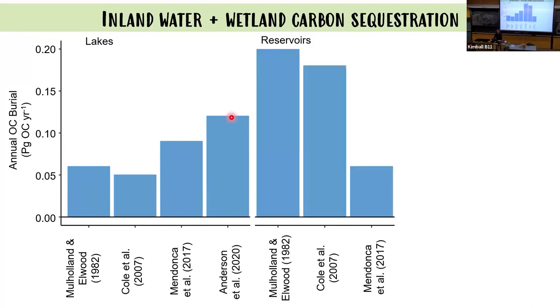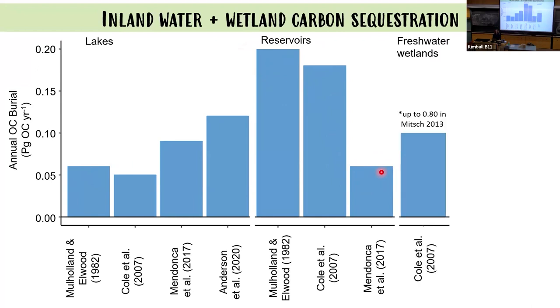For reservoirs, our numbers have actually been going down. These were just kind of back of the envelope calculations in the 80s, and the most recent estimate is much lower for how much carbon is being stored in reservoirs. Wetlands are kind of in between the two, although there is even more uncertainty here because another study that wouldn't even fit on my y-axis here would be 0.8 petagrams and our y-axis goes to 0.2. So there's definitely uncertainty in our freshwater wetlands.